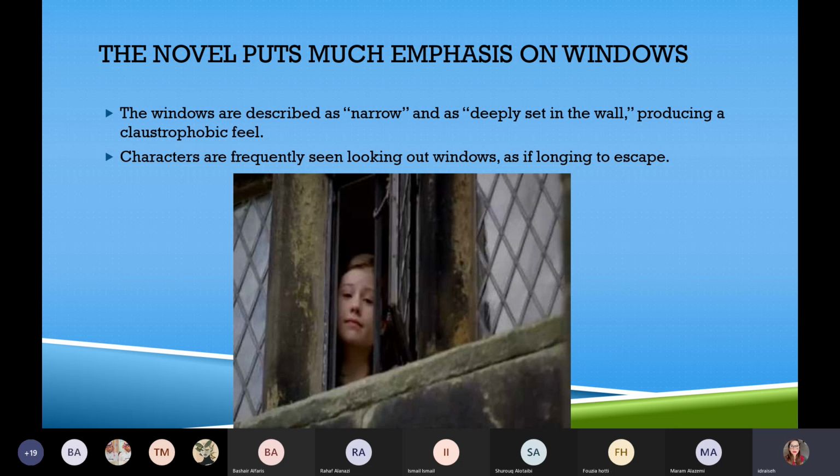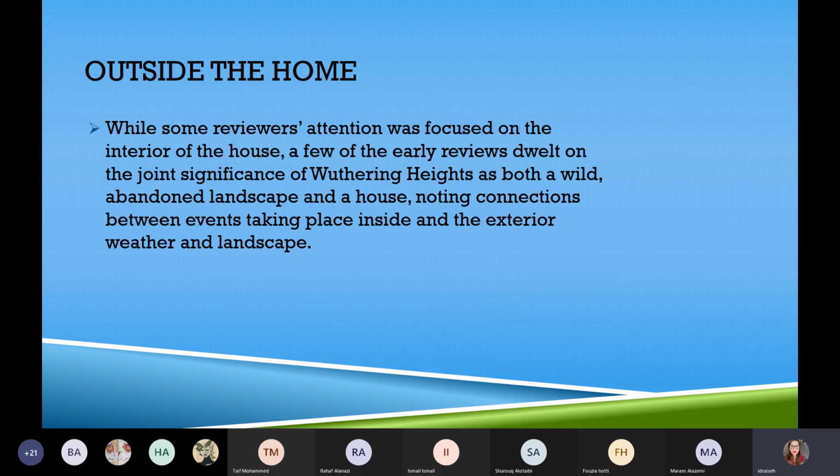So the novel also puts a lot of emphasis on windows. You see a lot of characters who are sitting near windows and looking outside, longing to escape. Kathy, Catherine, Isabella, all of these people. Also, the windows are really narrow in the description, and they are set in deep walls. And so that produces a feeling of claustrophobia.